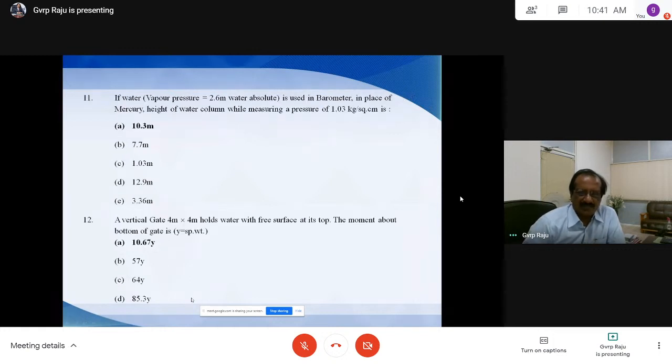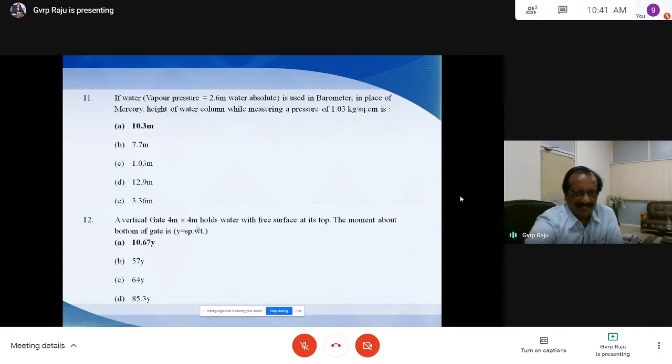Question: if water is used in the barometer in place of mercury, what is the height of the water column while measuring a pressure of 1.03 kg force per square centimeter? The atmospheric pressure is 1.03 kg force per square centimeter, which is equal to 10.3 meters of water, which is also equal to 760 mm of mercury. So straight away, 1.03 is equal to 10.3 meters of water. So question 11, the answer is A.